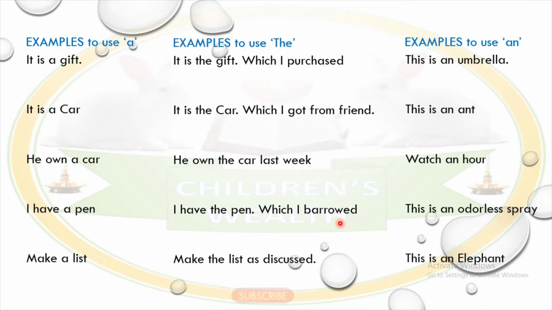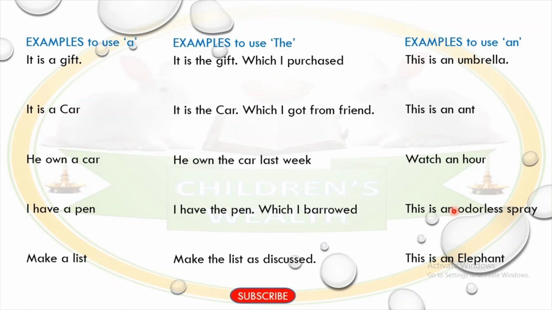This is an umbrella. The noun umbrella starts with the letter U that belongs to vowels. That's why we have used an article an just behind the noun which starts with the vowel U. Same example, this is an ant. It starts with the letter A that belongs to vowels.